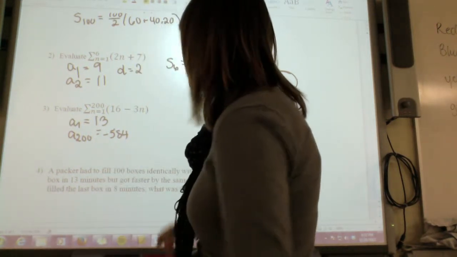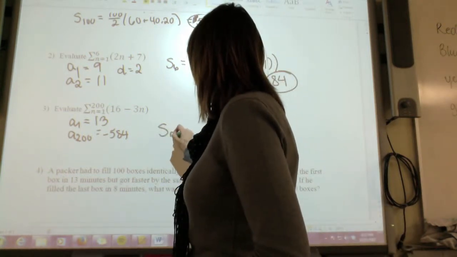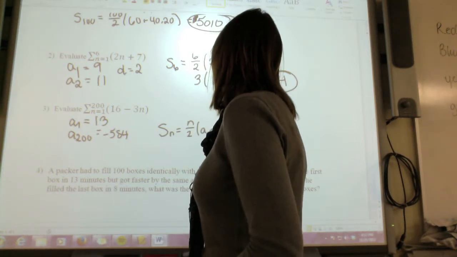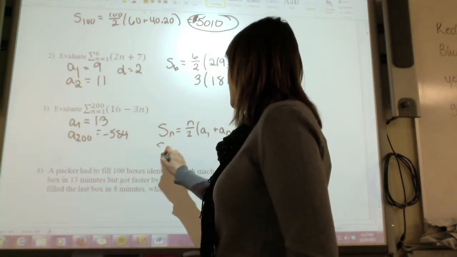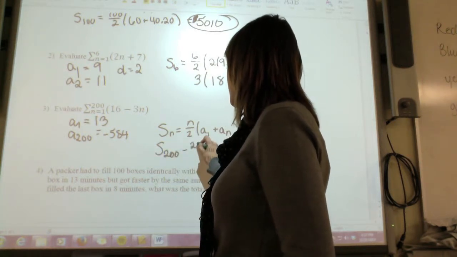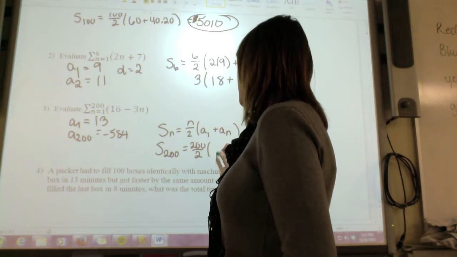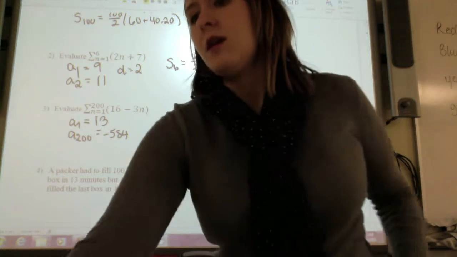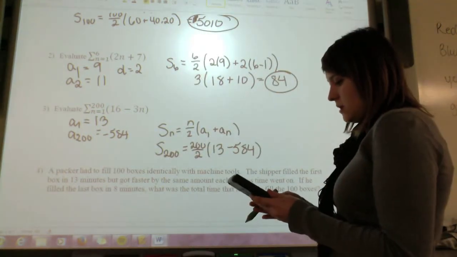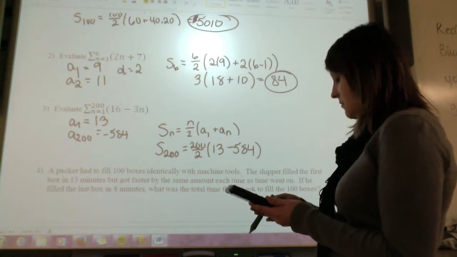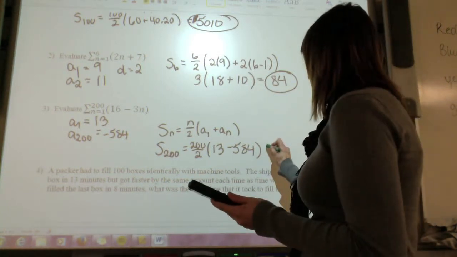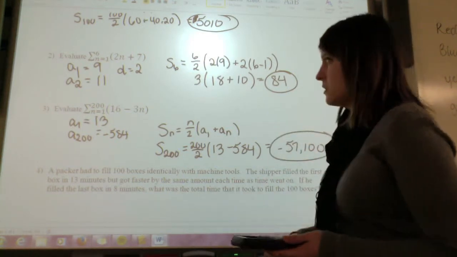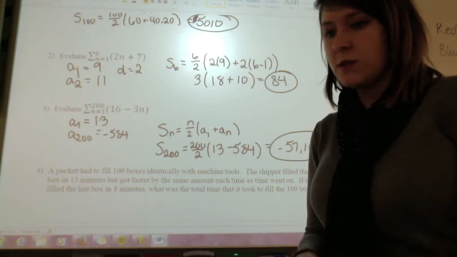So I can use this formula up here. S sub n equals n over 2 times a sub 1 plus a sub n. When I do that, I know I'm adding up my first 200 terms. So I've got 200 over 2 times 13 minus 584. Okay, if I plug that into my calculator, 13 minus 584 gives me negative 571. If I take that times 100, I get negative 57,100. So that's going to be the sum of my first 200 terms of this series.